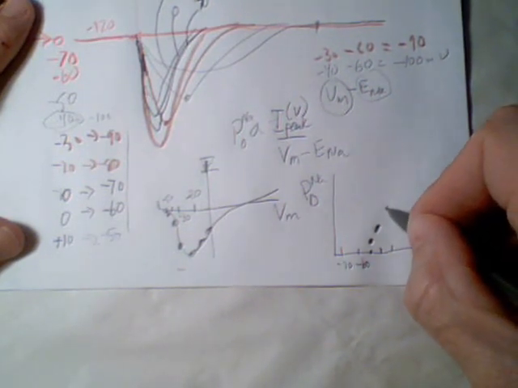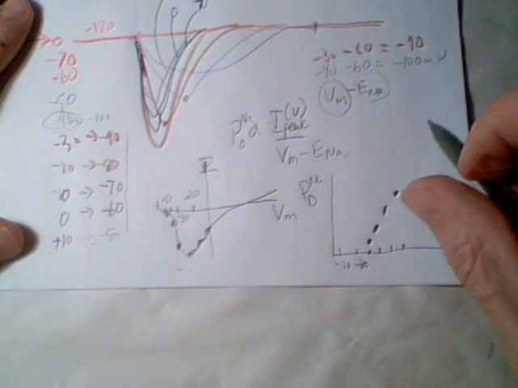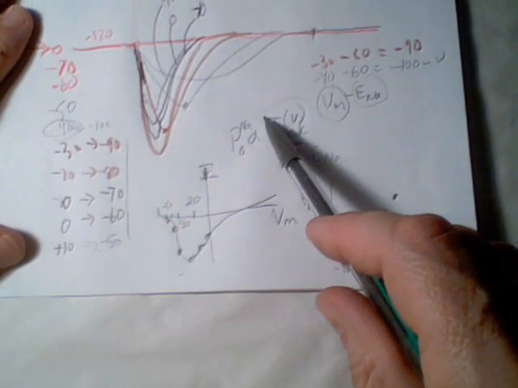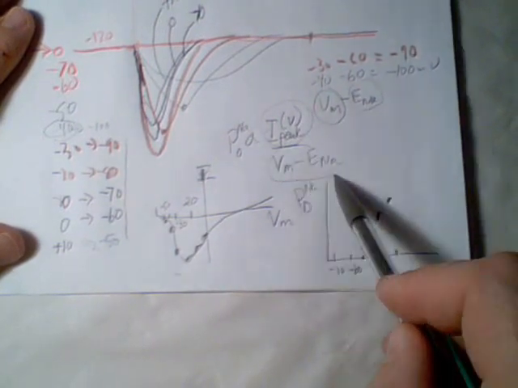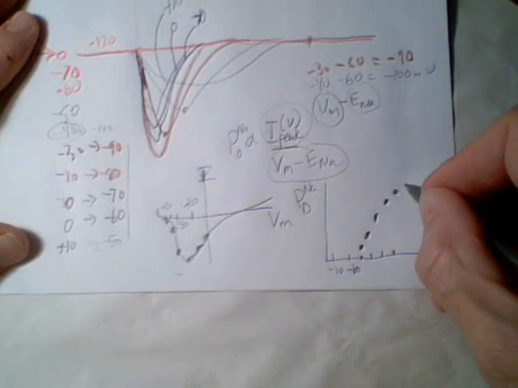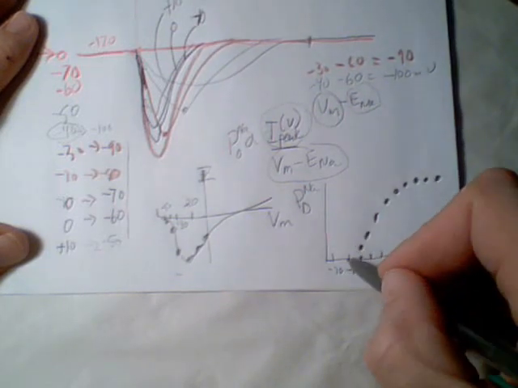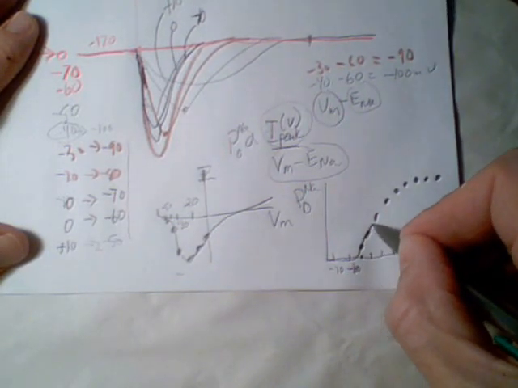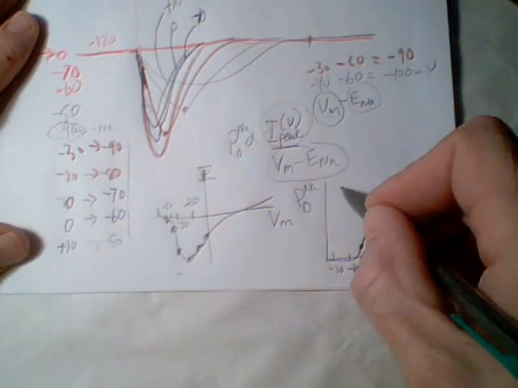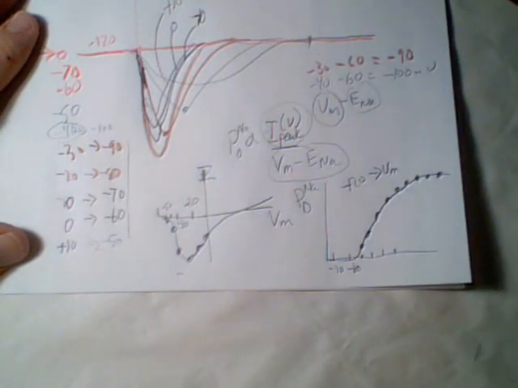At minus 30, it's going to get a little bit larger. At minus 20, it's going to get larger. But now notice that by the time I get to minus 10, the actual peak current is going down. However, so is the driving force. And when you actually do those calculations, it turns out that these curves start to roll over like this. Okay, and so this actually represents the probability of the channels opening when we went from minus 120 to whatever membrane potential we used to activate the channel.